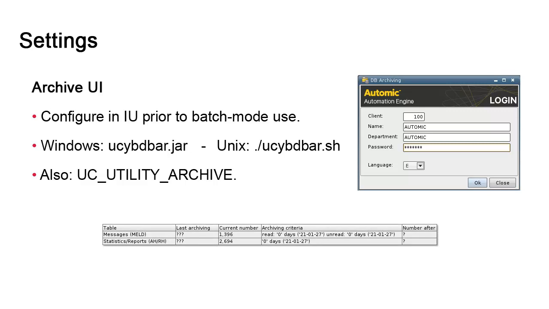DB-archive can then be submitted in batch mode, and there won't be a need to return to this UI unless the settings need to be adjusted. If your utility's host does not provide graphical capabilities or you do not want to use the convenient user interface for first use, criteria values can also be set in a variable called UC_utility_archive.